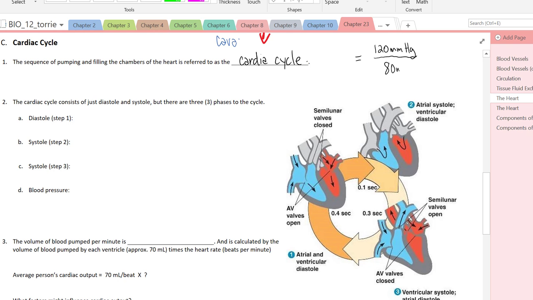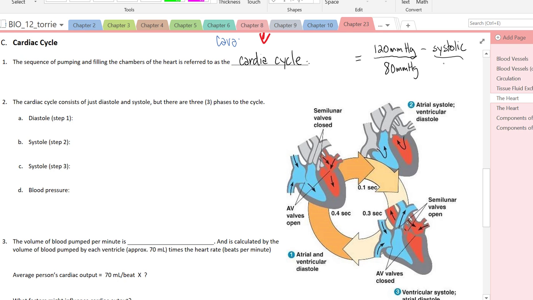Over 80 millimeters of mercury. Well, these numbers correspond to systolic pressure. So that's when the ventricles are contracting. And remember, we talked about that the other day, where you feel your pulse when the blood is forced into those arteries. So that higher pressure reading is systolic, ventricles contracting.